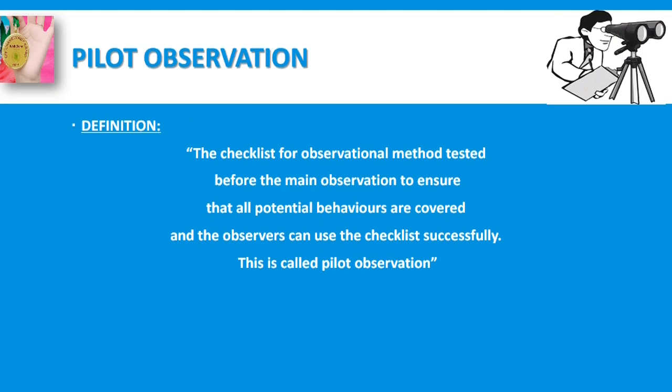So, the pilot observation. The definition is that it is a checklist for the observational method, tested before the main observation to ensure that all potential behaviors are covered and the observer can use the checklist successfully. This is called pilot observation.